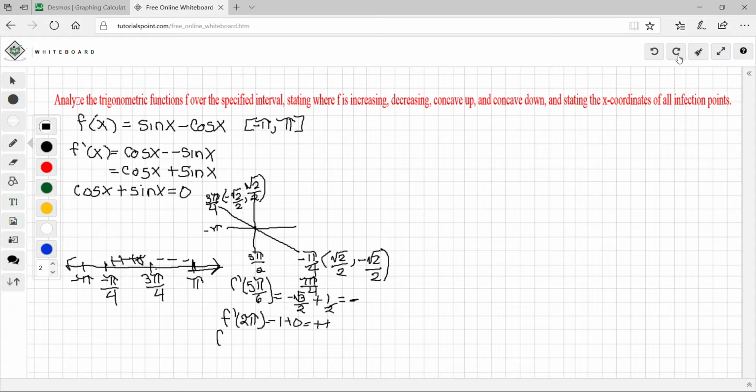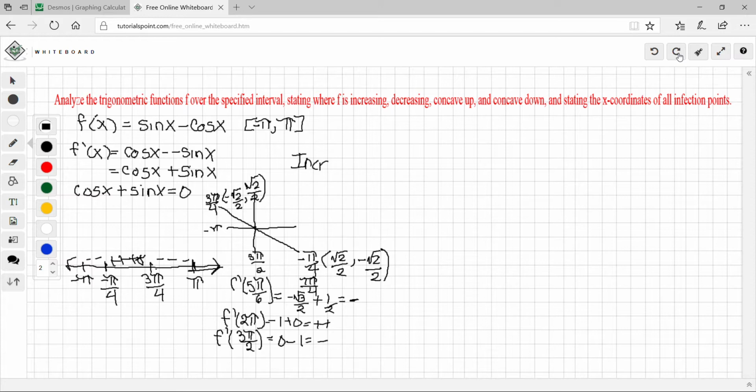Now I need a number between negative pi and negative pi fourths. Here's negative pi and negative pi fourths. I can use 3 pi halves, or instead of positive 3 pi halves, you can also use negative pi halves, because they're the same thing. And that gives a negative.